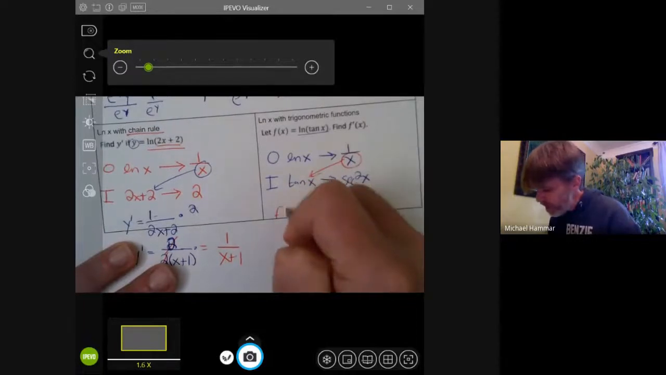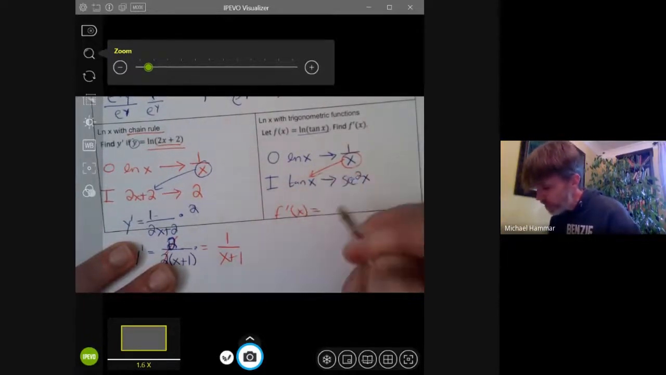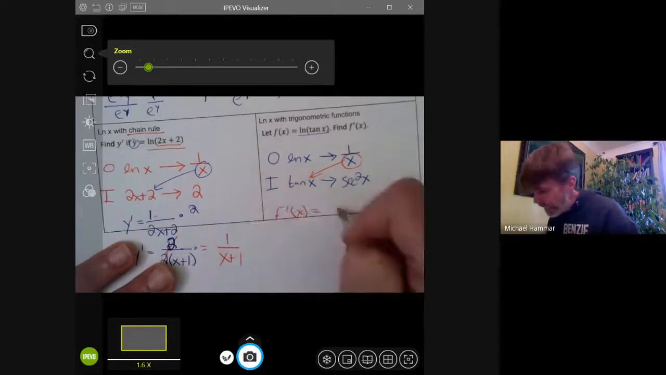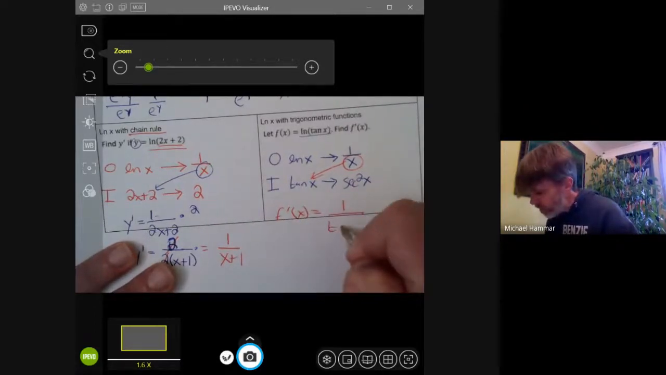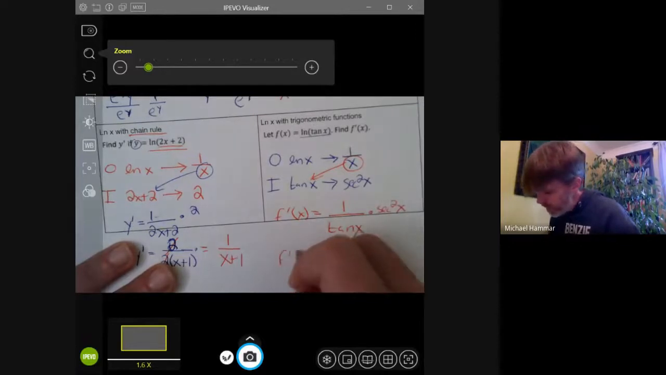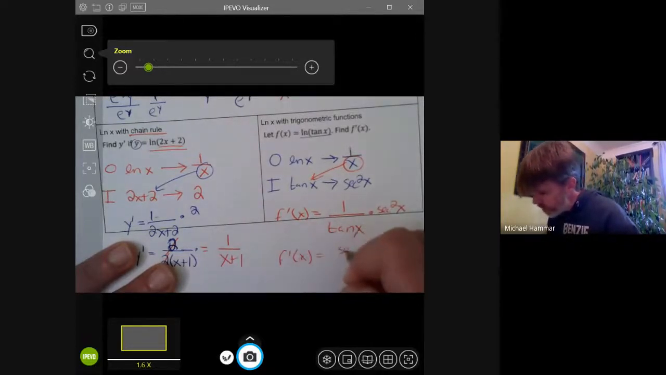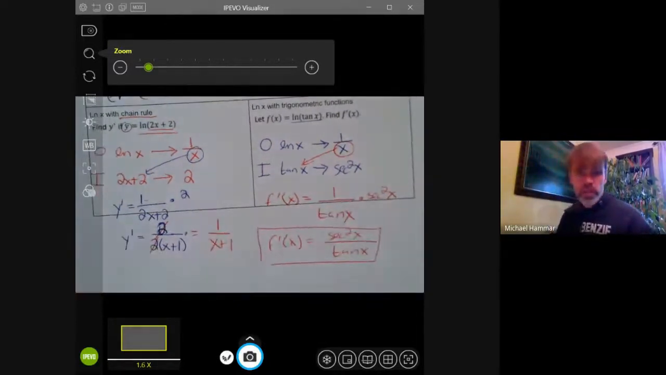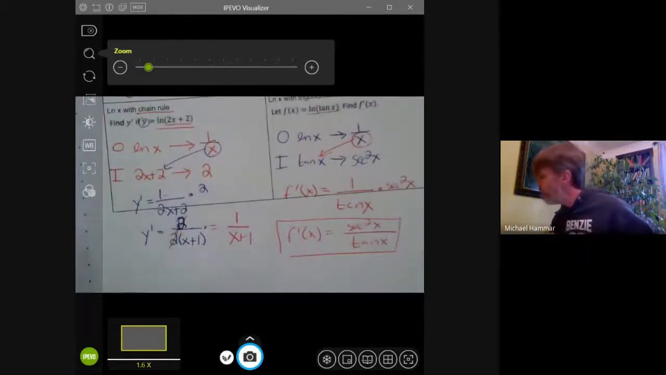Okay? So let's go through and let's take our bottom and insert this in there. So it's going to be f prime of x because we're taking the derivative of the function. And it's going to be 1 over tangent of x times secant squared of x, which then is equal to secant squared of x over tangent of x. And there is your derivative of that function. So this is the introduction to natural log and e to the x.